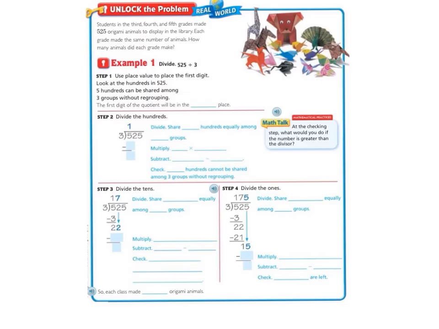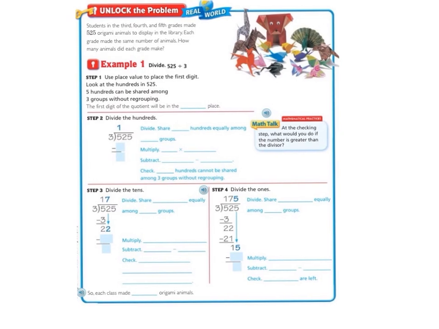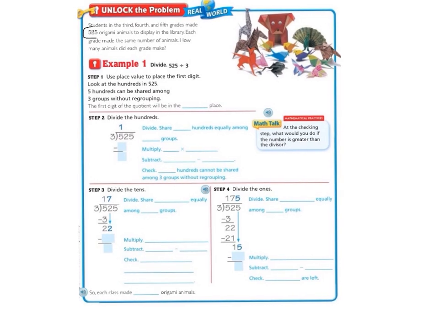All right, fourth graders, today we're really going to get into this idea of long division. How do we divide multi-digit dividends by one-digit divisors? So it says, students in the 3rd, 4th, and 5th grade made 525 origami animals to display in the library. Each grade made the same number of animals. How many did each grade make?